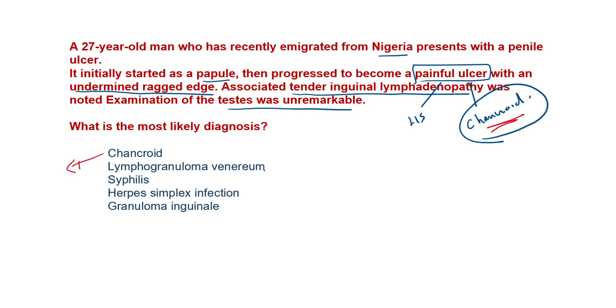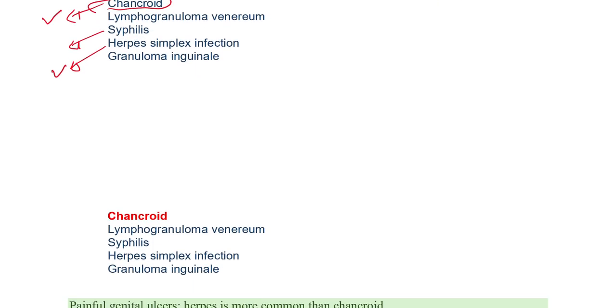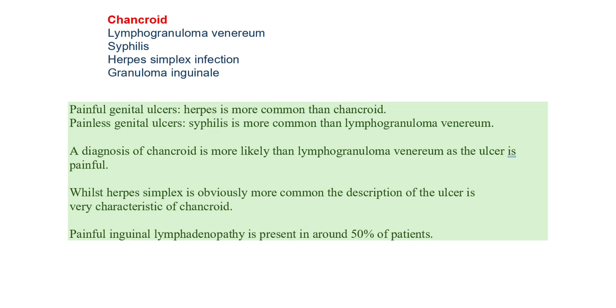Lymphogranuloma venereum, typically not painful. Syphilis, typically not painful. Herpes simplex infection, okay, this might be painful. And the granuloma inguinale, this is painless. So my choices now are between chancroid and herpes simplex. I will go here for chancroid because the description of the ulcer was typical. Undermined ragged edge with a necrotic material. Okay, didn't mention necrotic material. Anyhow, this looks typically chancroid. And the answer is chancroid.